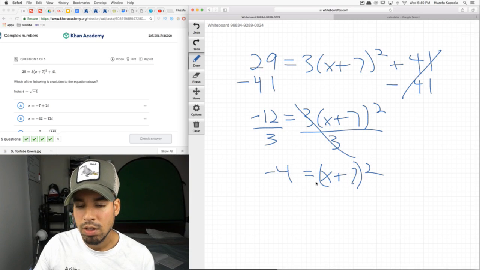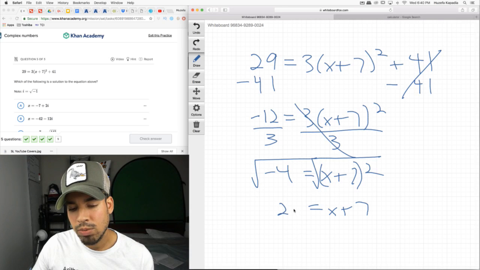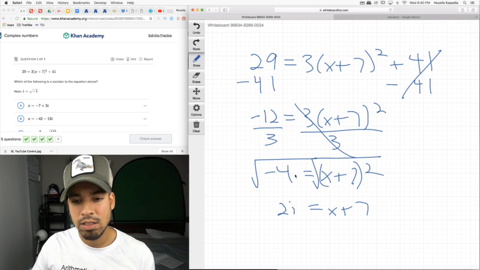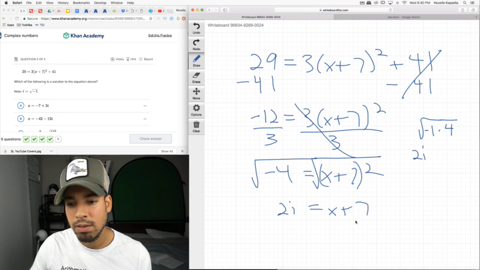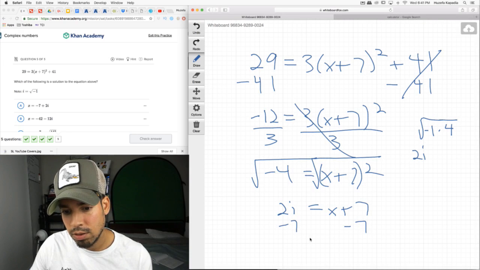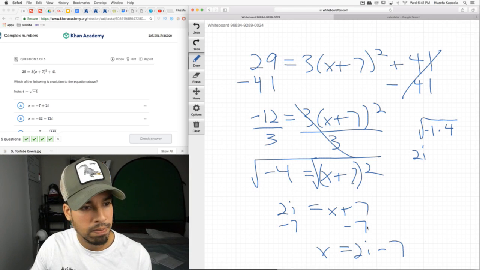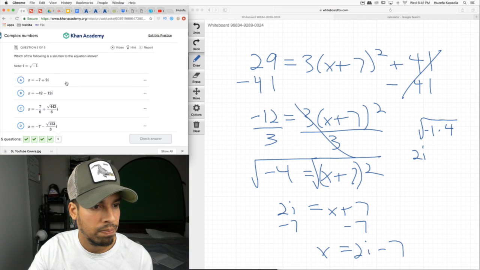And then we take the square root of both sides to get rid of that square, and we get x plus 7 equals, this becomes 2i. The reason why is because you want to think about the square root of negative 4 as the square root of negative 1 times the square root of 4. The square root of 4 is just 2. The square root of negative 1 is i, so it's 2i. And then we're going to subtract 7. So x equals 2i minus 7, or negative 7 plus 2i, same thing. So it's this guy.